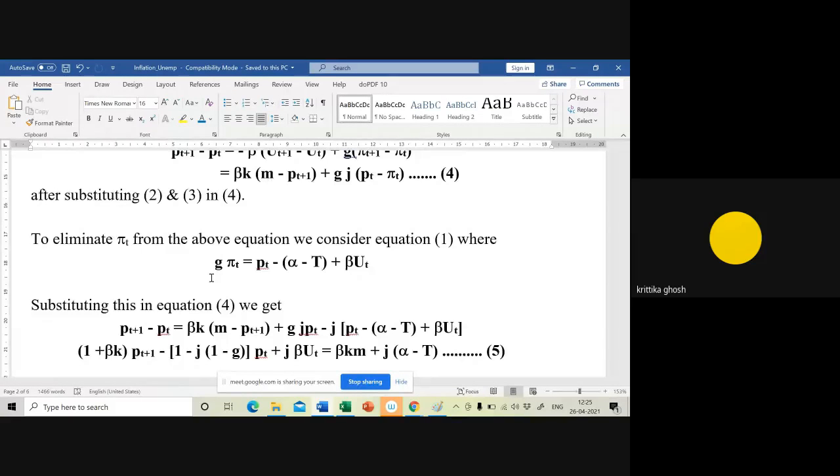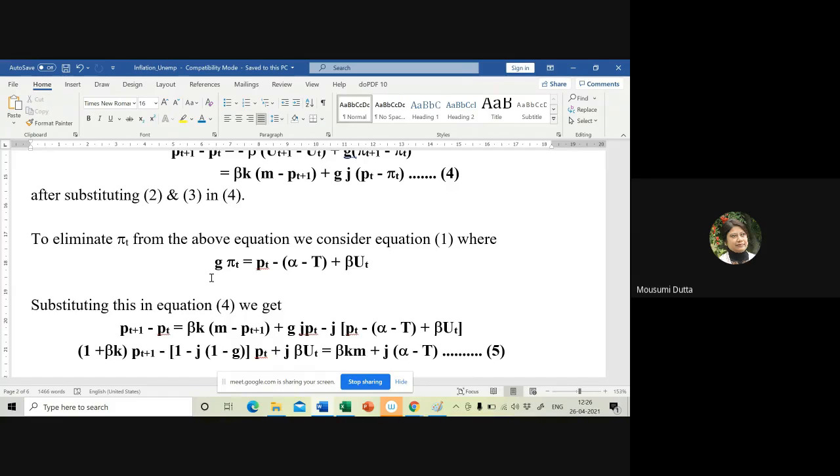Ma'am, can I try? Like, advance the time period and we'll subtract. Yeah, that's what I meant. Very good. We have to advance equation number 5 by 1 period first. That is [1 plus beta k] p(t+2) minus [1 minus j(1 minus g)] p(t+1) plus j beta U(t+1) is equal to beta k m plus j into alpha minus t. That will be equation number 6.